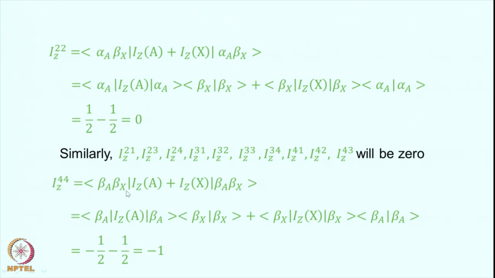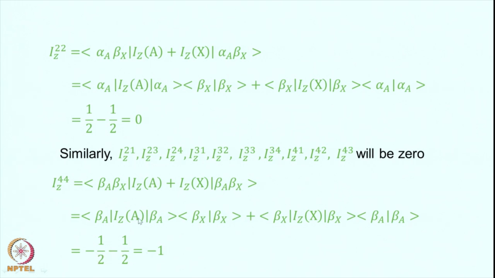Now Iz 4 4 also we can calculate, and in the same manner, this is beta A, beta x, beta A, beta x here, and Iz A, Izx in these terms. So this will turn out to be minus half, and this will be minus 1, because Iz A on beta gives me minus half and Izx on beta x also gives me minus half.